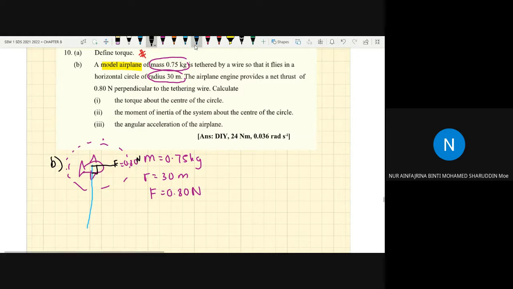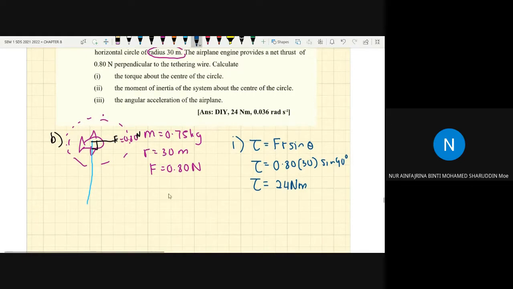Okay, now the first question. The first question is very easy. It asks for the torque about the center of the circle. What is the formula for torque? F R sin theta. Very good. So the force we already know is 0.8, the radius we already know is 30, and it has been given that it is perpendicular, so it is 90 degrees. Key it into your calculator and you get 24 Newton meter. Very easy.